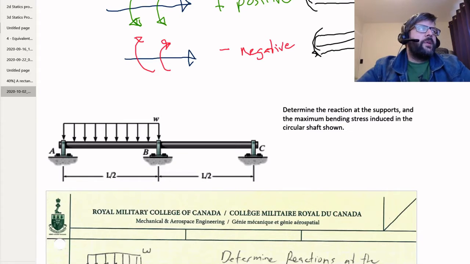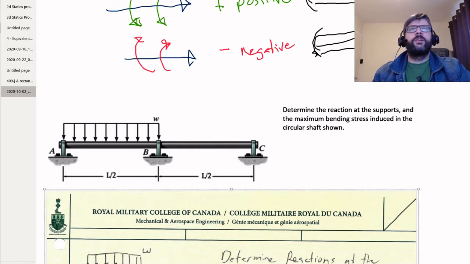Okay, so the first example of an indeterminate bending problem that we're going to solve is this one here. We have this shaft mounted on three bearings, and it has a distributed load applied to it between these two bearings. The overall length of the shaft is L. The distance between each of the bearings is L over 2, and the distributed load has a magnitude of W.